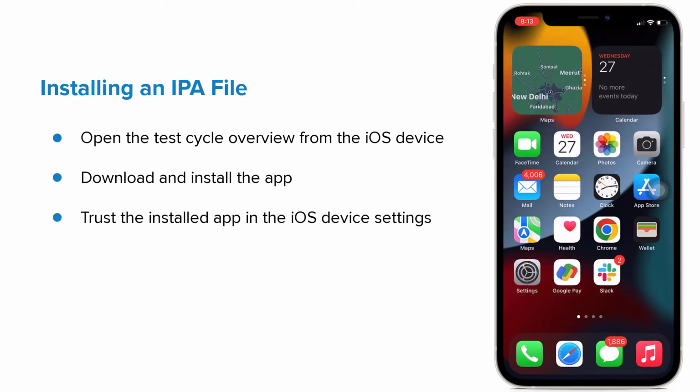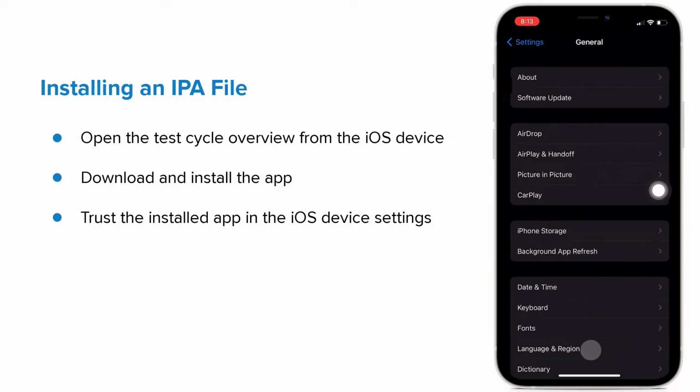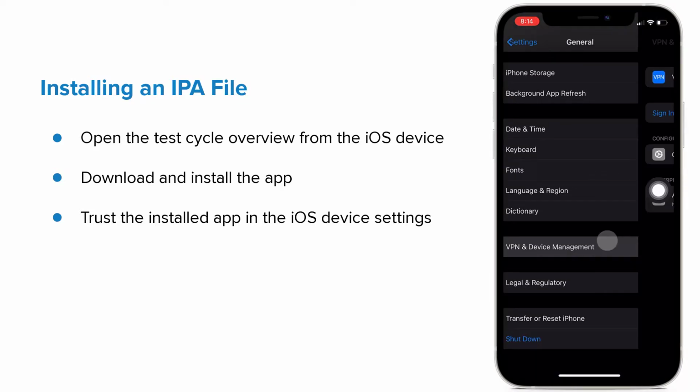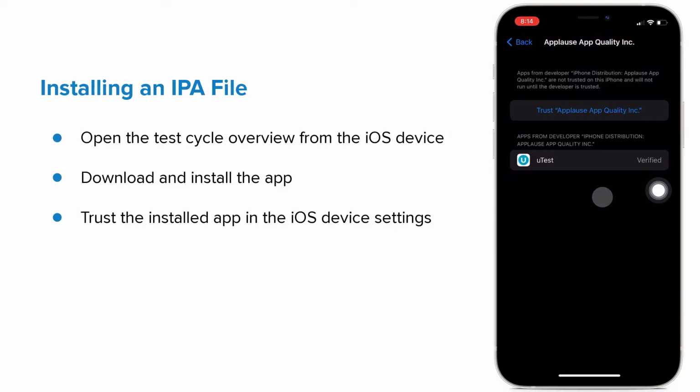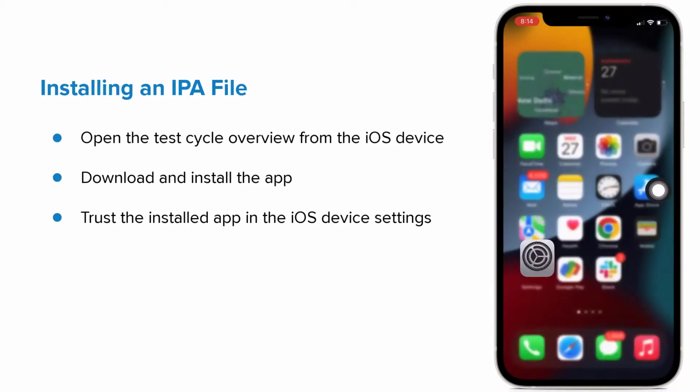Once the installation is complete, open Settings on the iOS device, navigate to General and then VPN and Device Management. Select the installed app and trust it. Now, you can open the testing app.